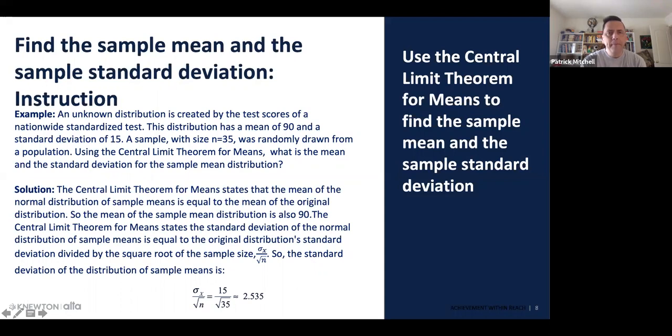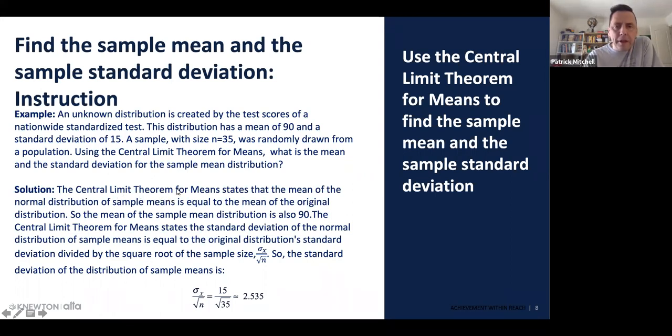All right, so here's an example. An unknown distribution is created by the test scores of a nationwide standardized test. This distribution has a mean of 90 and a standard deviation of 15. A sample with size n equals 35 was randomly drawn from a population. Using the central limit theorem for means, what is the mean and the standard deviation for this sample mean distribution? That's exactly the kind of thing we're talking about right now.